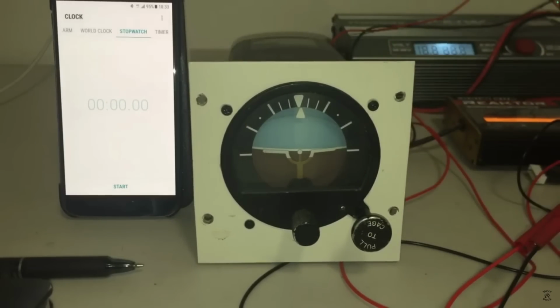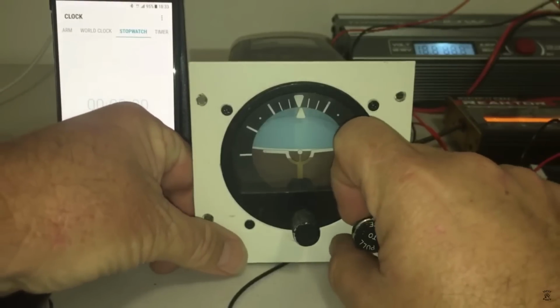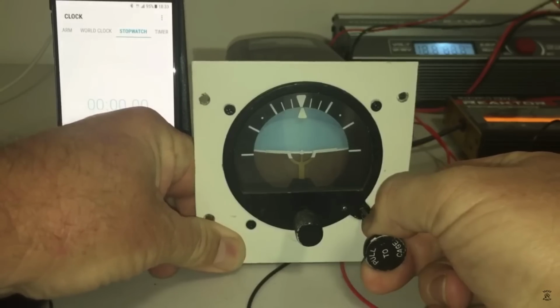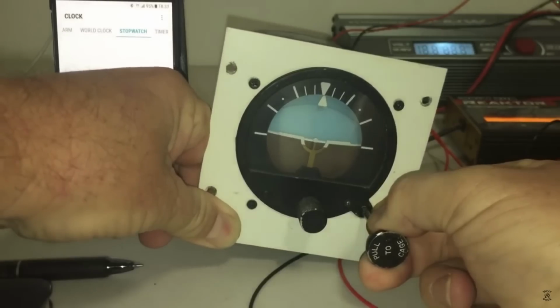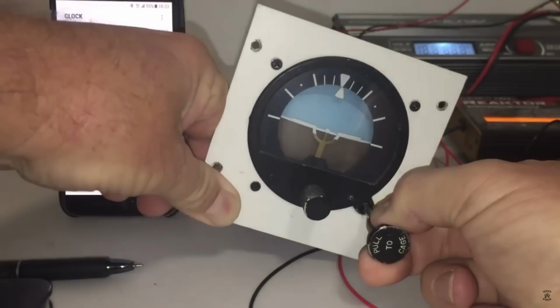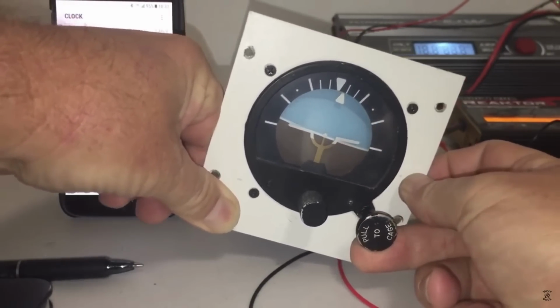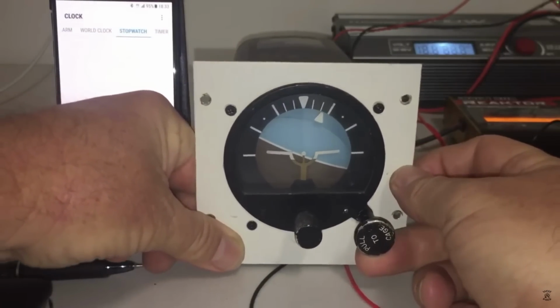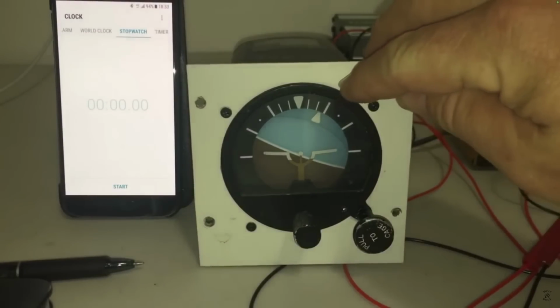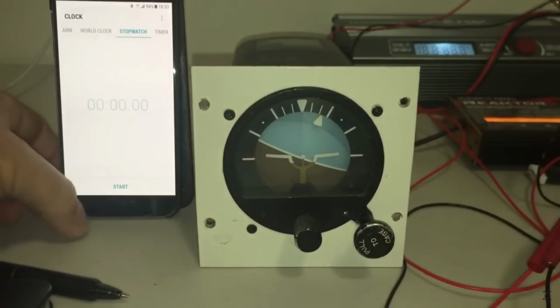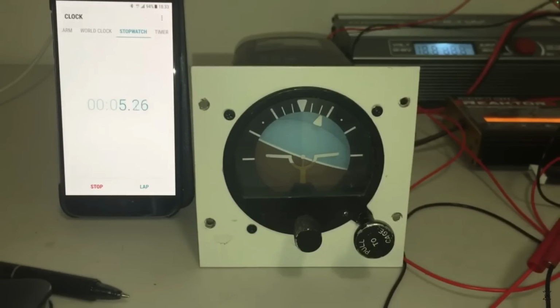So now what we're going to do is cage the gyro. I'm going to rotate about 20 degrees to the right. I'm going to release the cage and then put the case back, and you'll see it's just a little bit more than 20 degrees misaligned now. So I'm going to start the stopwatch and we'll see how long it takes for the gyro to erect itself back to level.